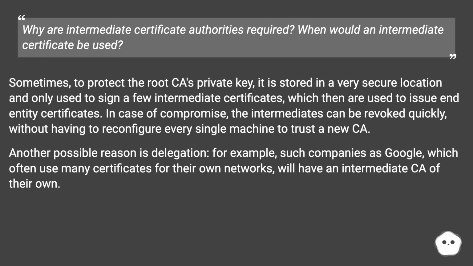Why are intermediate certificate authorities required? When would an intermediate certificate be used? Sometimes, to protect the root CA's private key, it is stored in a very secure location and only used to sign a few intermediate certificates, which then are used to issue end entity certificates. In case of compromise, the intermediates can be revoked quickly, without having to reconfigure every single machine to trust a new CA. Another possible reason is delegation. For example, such companies as Google, which often use many certificates for their own networks, will have an intermediate CA of their own.